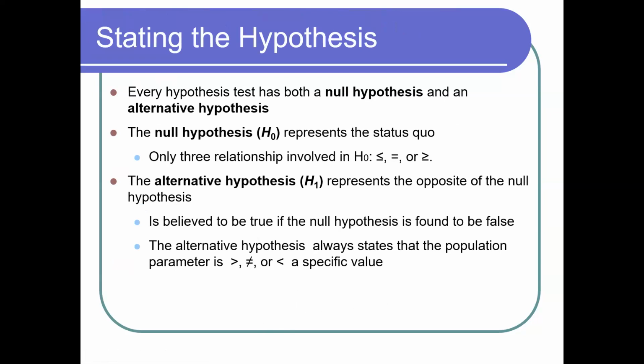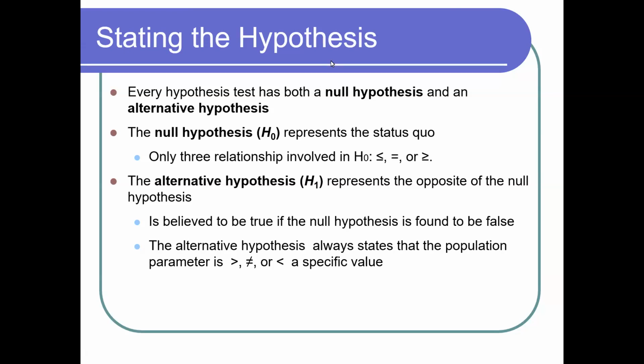For a hypothesis test, we will have what we call the null hypothesis and the alternative hypothesis. The null hypothesis we usually denote as H0. It represents the status quo, the existing relationship. So the null hypothesis should be something less than or equal to, equal to, or greater than or equal to. The null hypothesis always has the equal sign in there. And then the alternative hypothesis is the opposite of the null hypothesis.